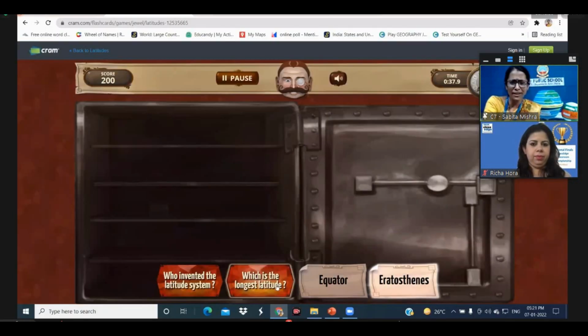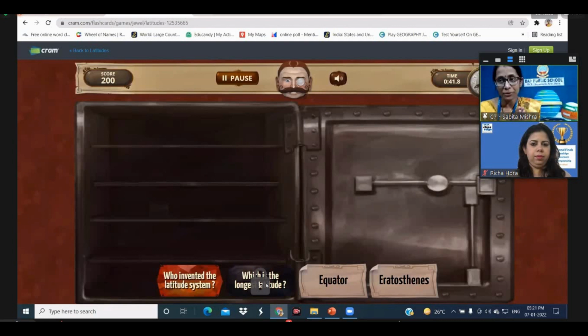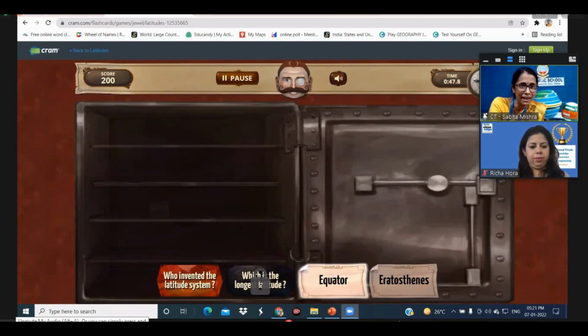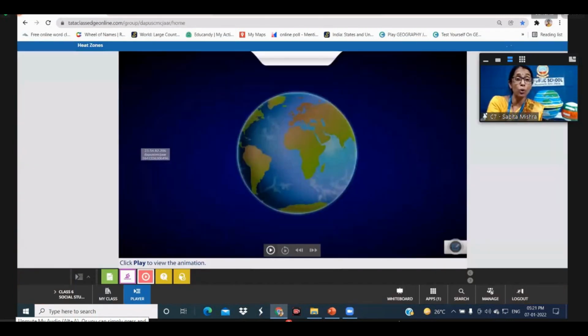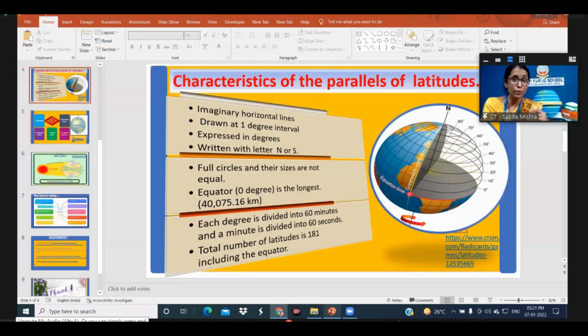And the last question, the answer is also in front of you. Which is the longest latitude? The equator is the longest. Very correct, the equator. All of you have given very correct answers, and I hope you also memorize these, which you could use further.